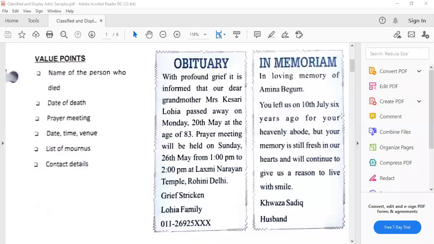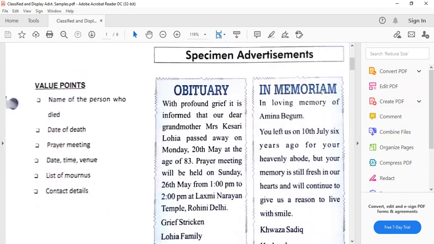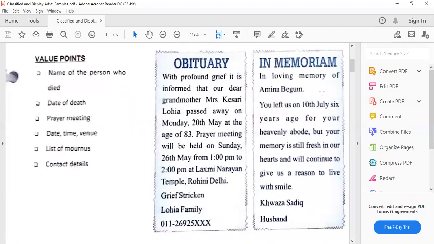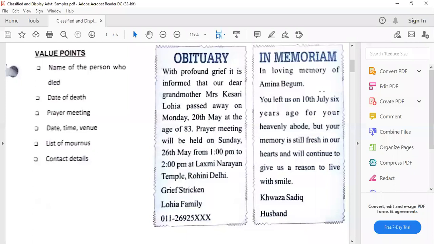Next, second, sometimes after the death, after 1 year, after 2 years or after 3 years, memory में आप उनको tribute pay करना चाहते हो, then you can write in memoriam. In memoriam means in the memory of that man. So how it is written: in loving memory of Amina Begum, you left us on 10th July 6 years ago for your heavenly abode. जैसे कहते हैं हम बरसी मनाते हैं after every year on the same date.